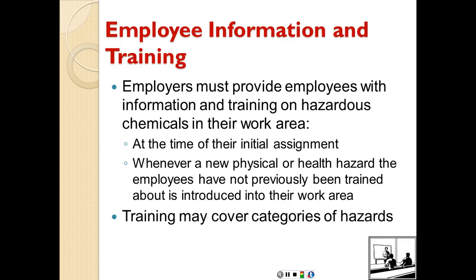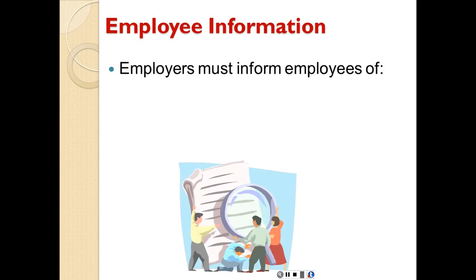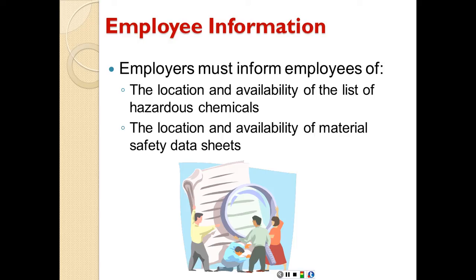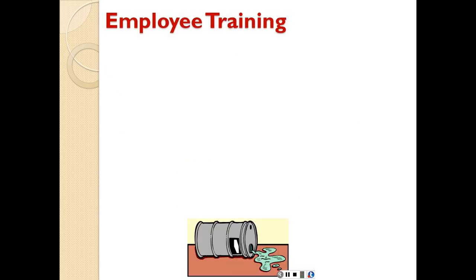Training may cover categories of hazard, the different categories that we talked about, including the classes, the DOT classes, including the NFPA and the HMIS, and so on. Employers must inform employees of the location and availability of the list of hazardous chemicals. Where would you find this information? Usually in the material safety data sheets. And the location and availability of material safety data sheets.